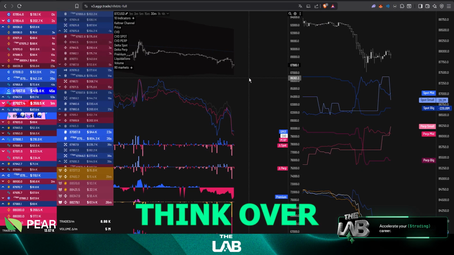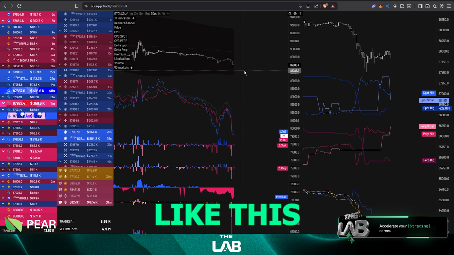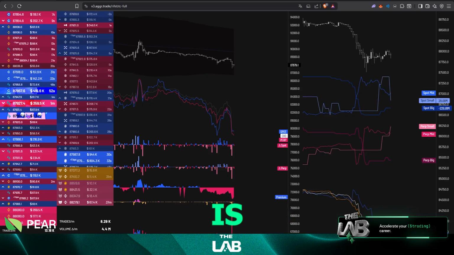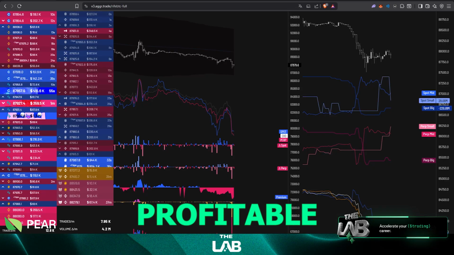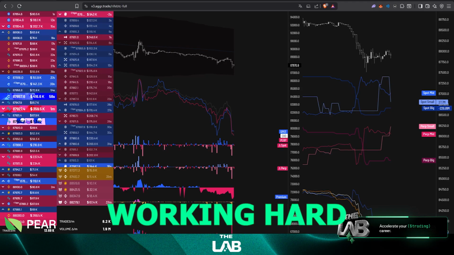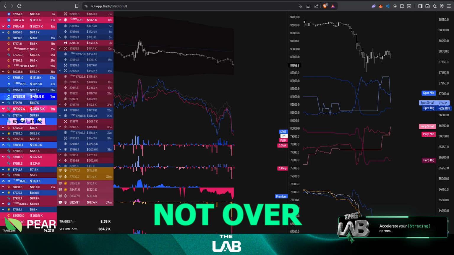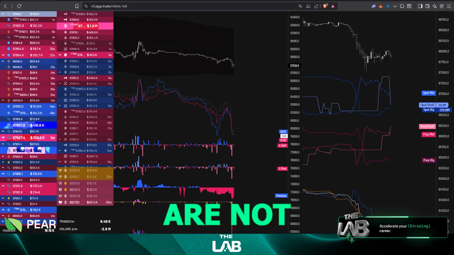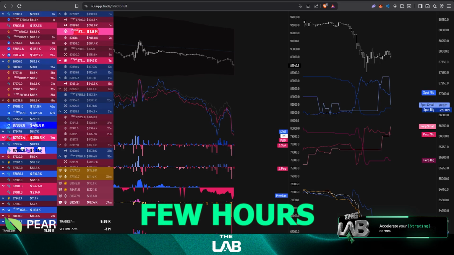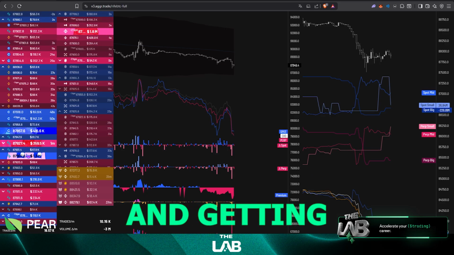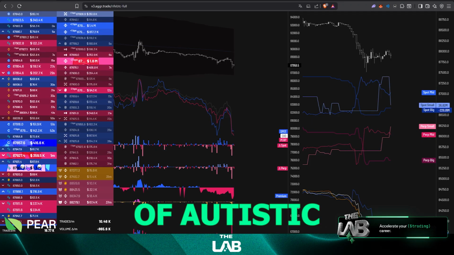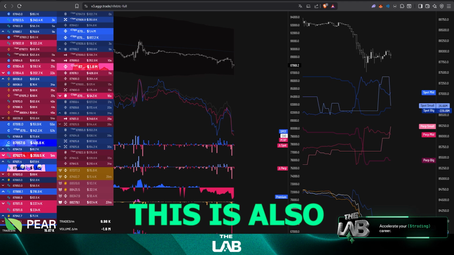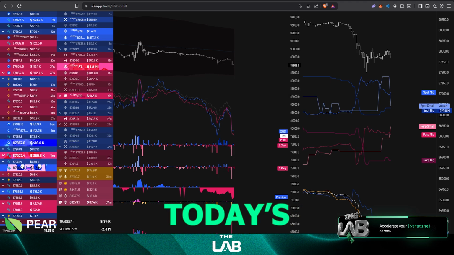And I think over the long term, this combination, just trading BTC based off flow, is definitely plus EV and profitable if you're really working hard, trying not to overtrade, and finding those spots where you clearly have an edge over all those guys that are not following the tape, that have not spent the last few hours looking here at aggr and listening to it and getting a bit autistic. But this is an edge that you could use. And this is also the main reason why I wanted to showcase it in today's stream.